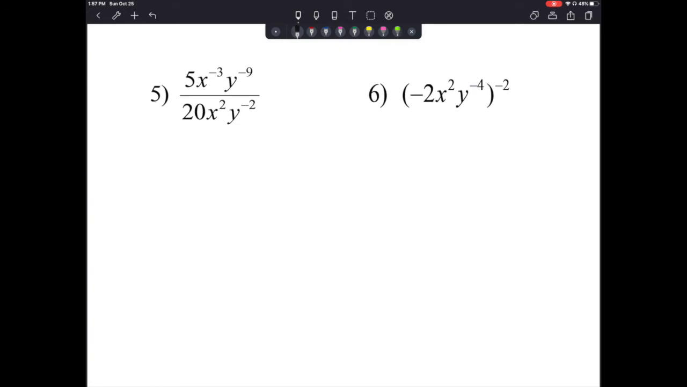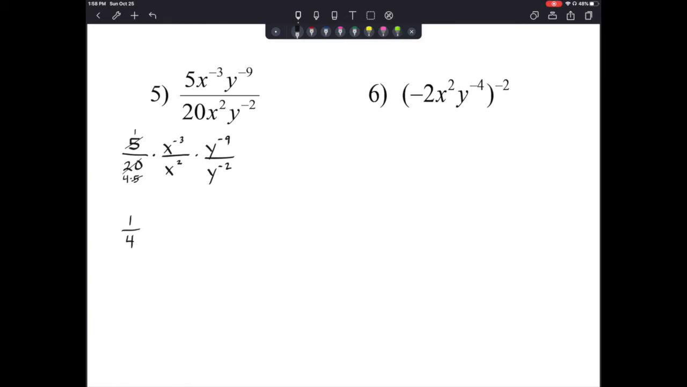The 5th one, same thing. Maybe you want to take it, break it apart first, see what you get. I'm going to do that. I have 5/20ths times x to the negative 3rd over x squared times y to the negative 9th over y to the negative 2nd. The 5/20ths is pretty easy to reduce, right? This is like saying 4 times 5, so we'll cancel out our 5s and we have 1/4 left over.